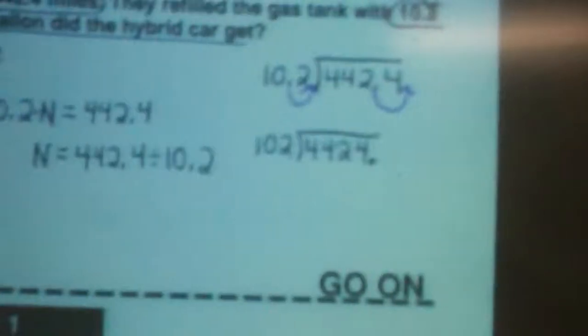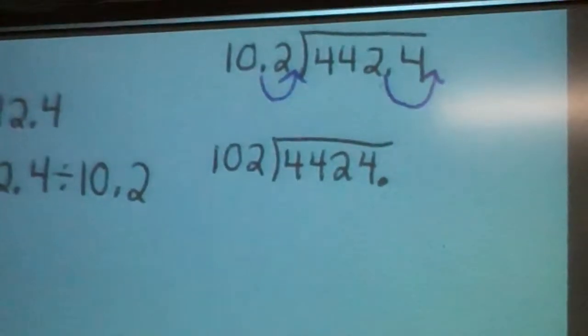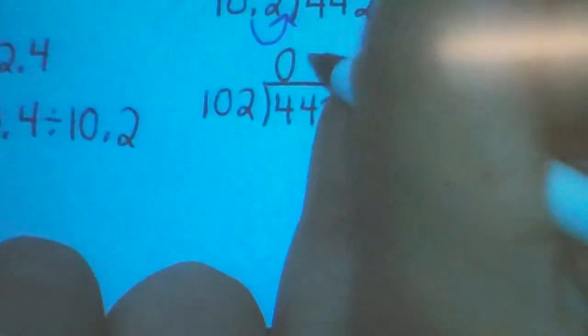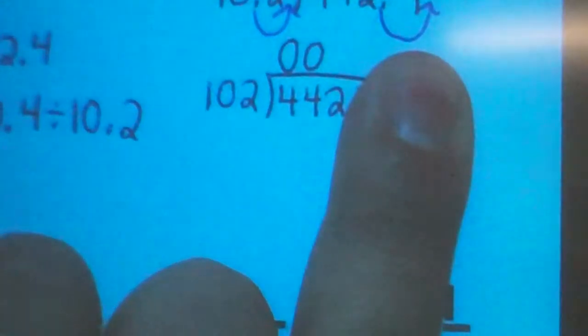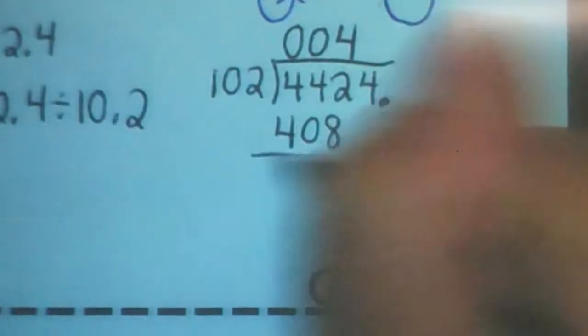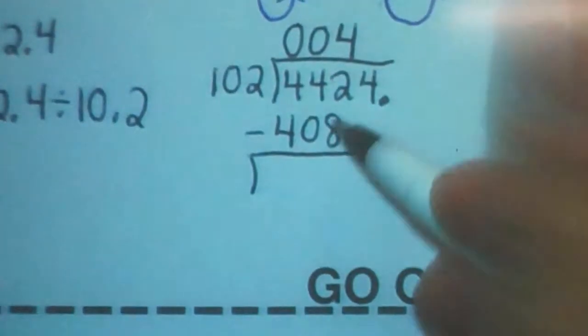So let's zoom in on this and take it one step at a time. Here we go. 102 goes into 4, it doesn't. 102 goes into 44, it doesn't. 102 goes into 442. That goes in 4 times. I'm not going to waste your time with the math. That would be 408. Hook the line, subtract.